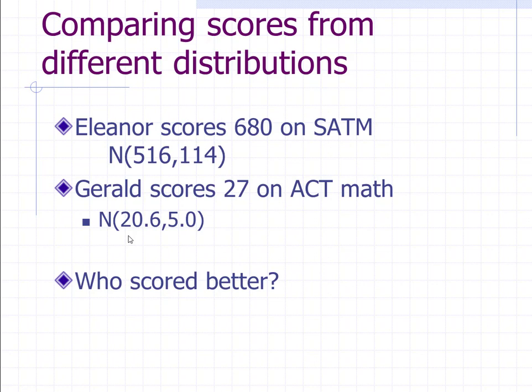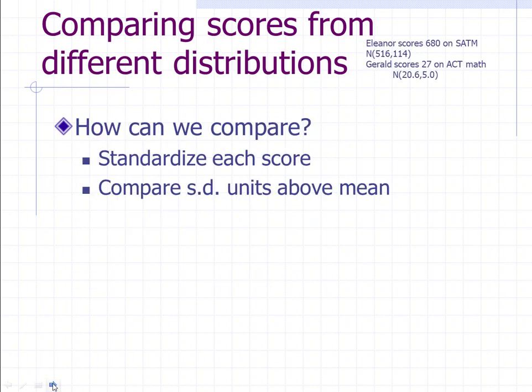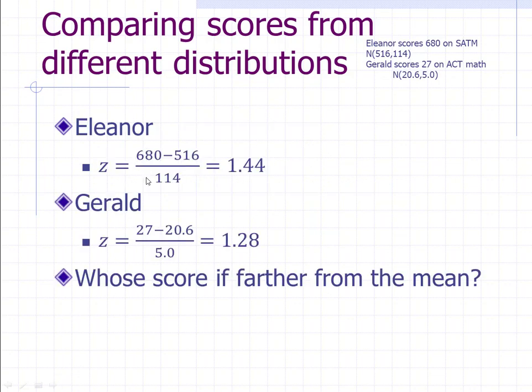Who scored better? How can we compare them? Well, we can compare them by putting them on the same scale. And to put them on the same scale, we're going to standardize each score, and then we're going to compare how many standard deviation units they are from the mean. So let's standardize Eleanor. There's Eleanor's score minus the mean divided by the standard deviation. And so Eleanor's standard score is 1.44. Gerald scored 27. The mean of the ACT was 20.6 and the standard deviation was 5. Gerald scored 1.28 standard deviations above the mean.